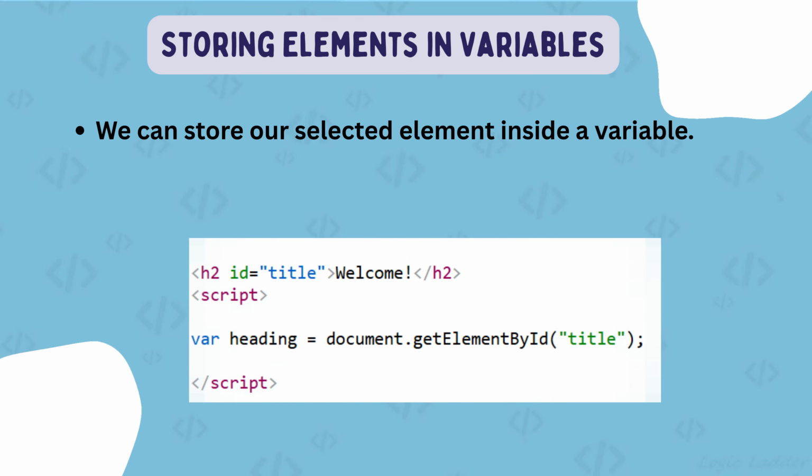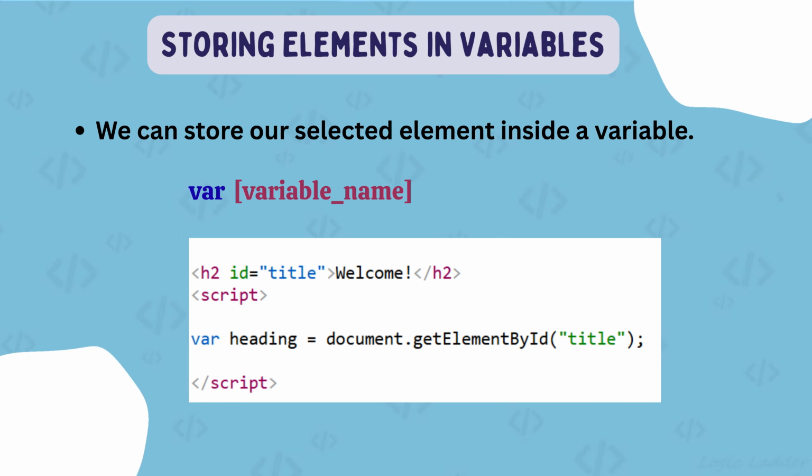Instead of writing document.getElementById again and again, we can store our selected element inside a variable. Here we create a variable called heading and store the h2 element in it. Now, we can use this variable whenever we want to work with that element. You can create a variable using the var keyword. Then write the variable name without any spaces, then write equals and select the element using any method we have studied today.